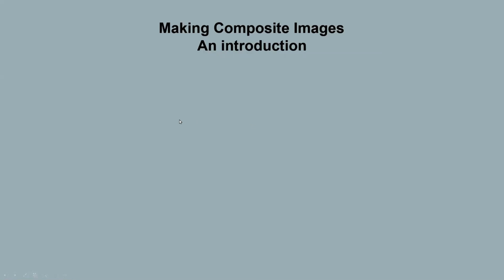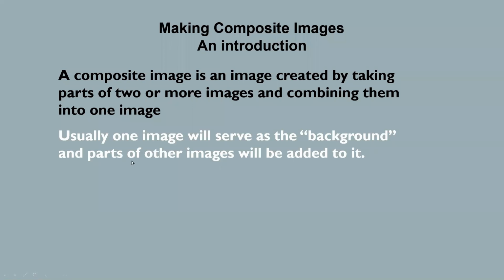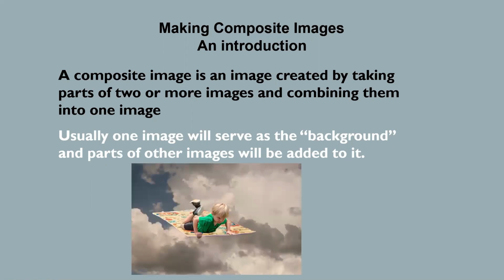So, making a composite image. A composite image is an image created by taking parts of two or more images and combining them into one. Usually one image will serve as the background and parts of the other images will be added to it. And there's a little example there, and I'm going to be working with that later on to show you how it's done.